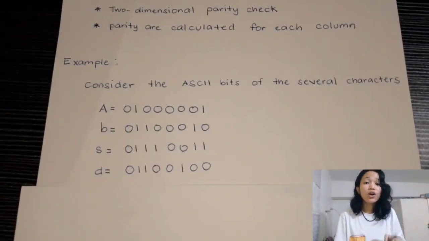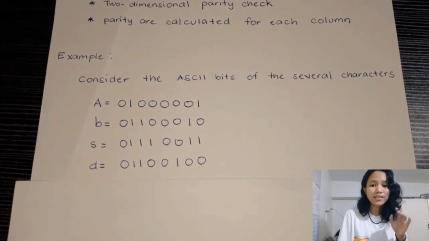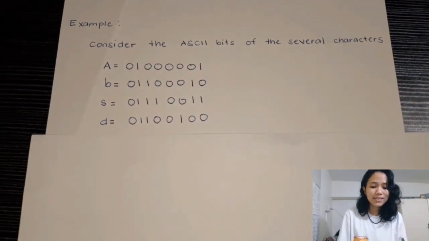Now, let's proceed to the LRC, or the longitudinal redundancy checking. It is also a type of error detection in digital transmission. Unlike VRC, it is a two-dimensional parity check, and the parities are calculated for each column. Consider the ASCII bits of several characters: uppercase A, lowercase b, s, and d.